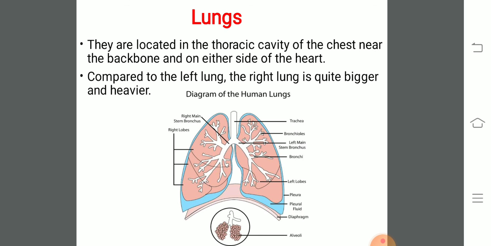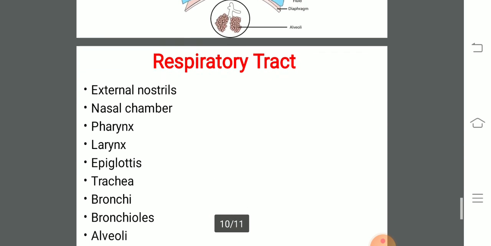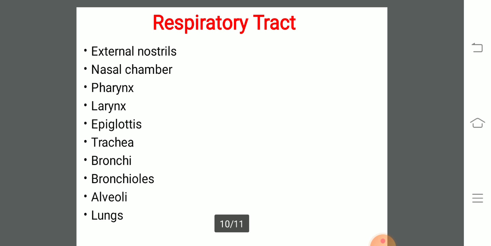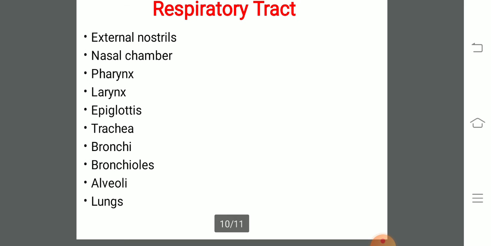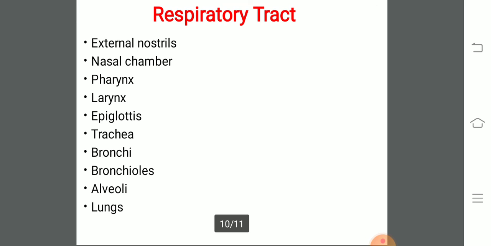Okay, so the next one is what? Respiratory tract. Okay, from where the air enters into the body, the first component is the nostrils and the last component is the lungs. Okay, so the respiratory tract is what? First external nostrils, then nasal chamber, then pharynx, larynx, epiglottis, trachea, bronchi, bronchioles, alveoli and lungs. So these are the different parts that come under the respiratory tract.